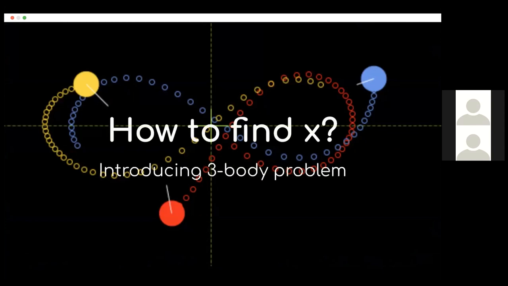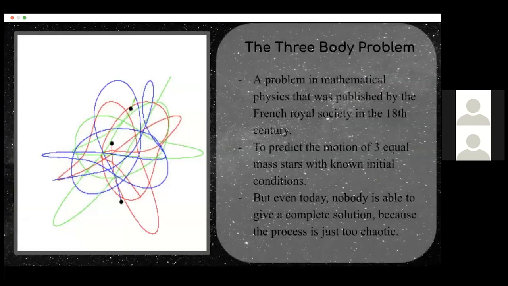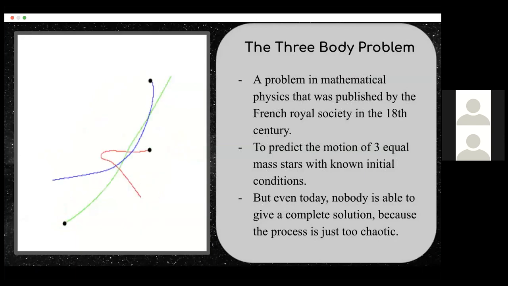So now comes the question, how do we find x? Because to generate a random number, we have to have a starting point, and we want the starting point to be random also. So we are going to introduce the three-body problem. So what is the three-body problem?